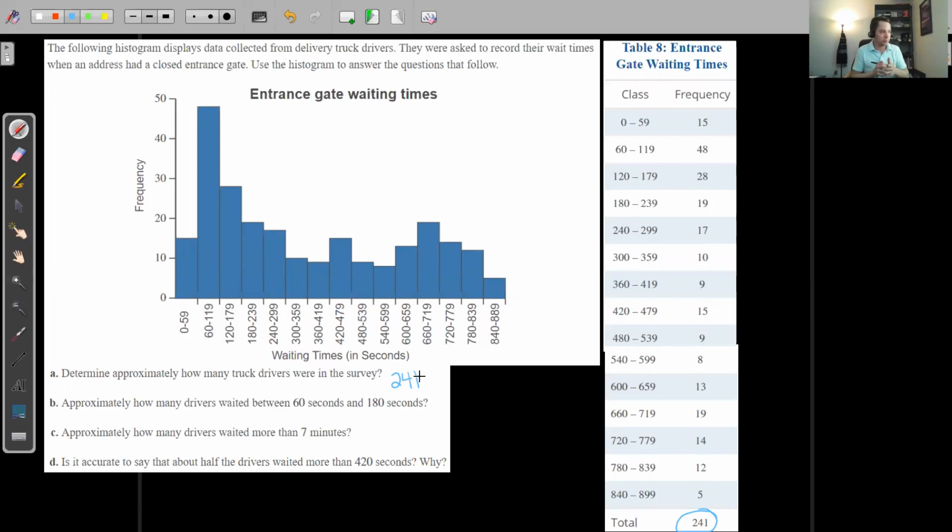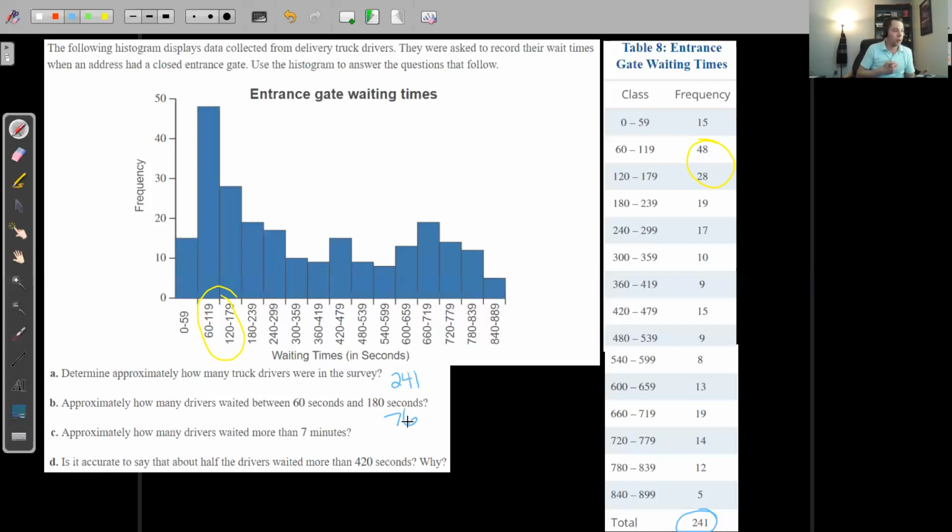Okay. How many different drivers waited between 60 and 180 seconds? So I'm looking up here at either these two bar charts, the 60 to 180, or I can add up these two numbers. So 48 plus 28, we've got 76 approximately had to wait between 1 minute and 3 minutes?